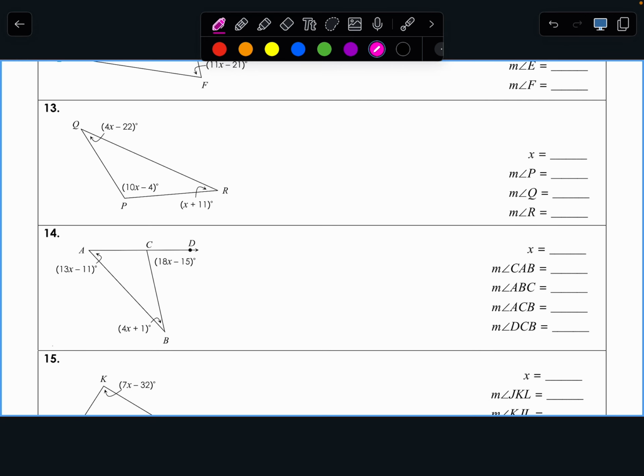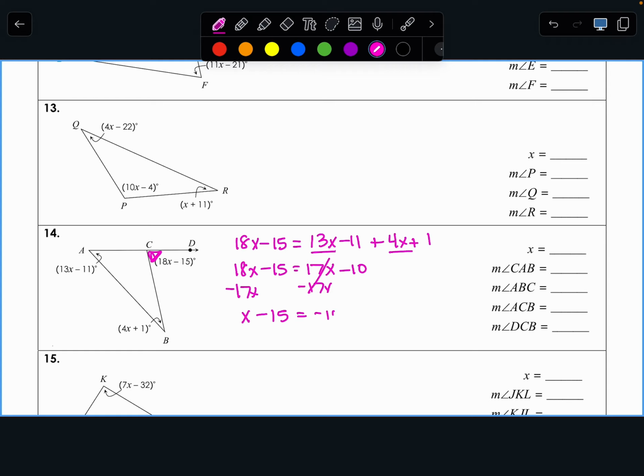So this is an exterior angle. That means that 18x minus 15 equals the other two, 13x minus 11 plus 4x plus 1. Combine like terms first. 18x minus 15 equals 17x minus 10. Subtract 17x from both sides. x minus 15 equals negative 10, plus 15, plus 15, x equals 5.